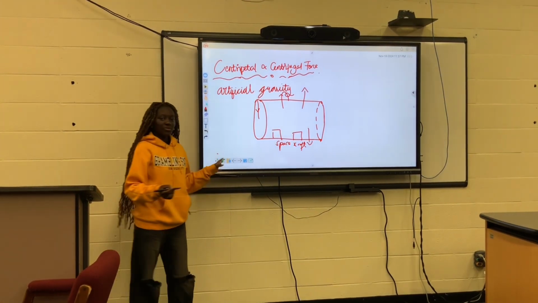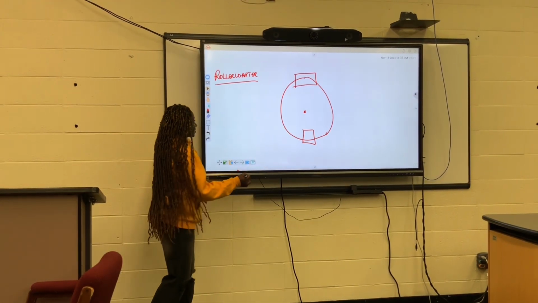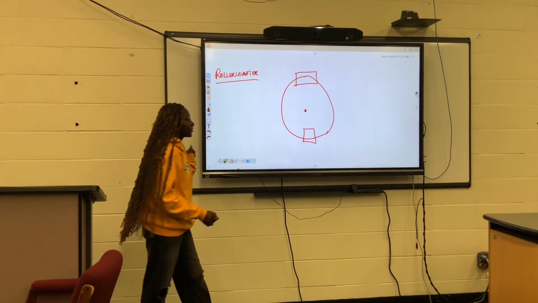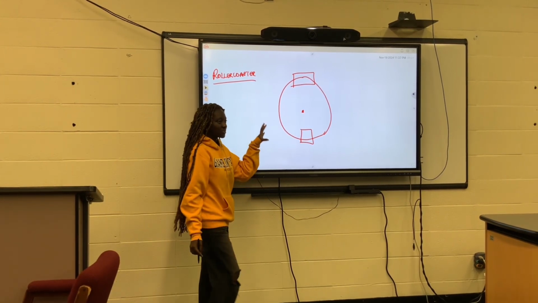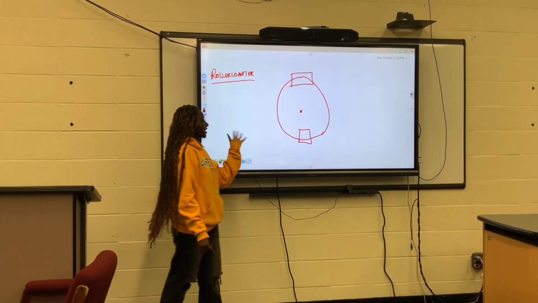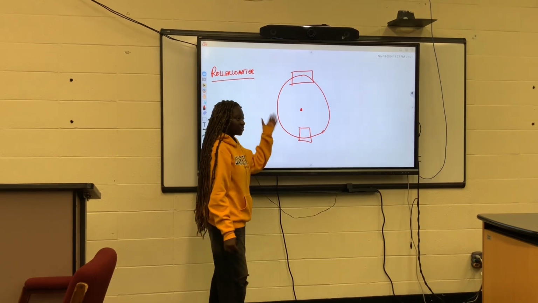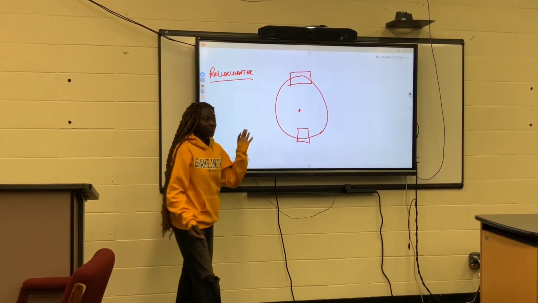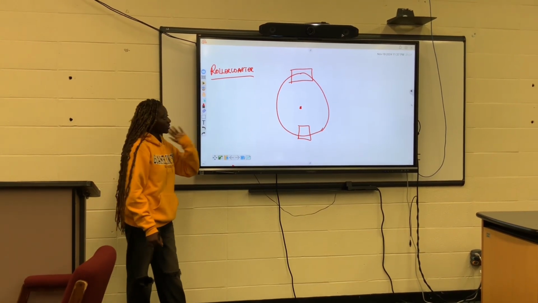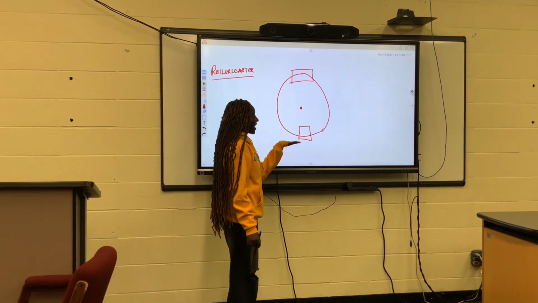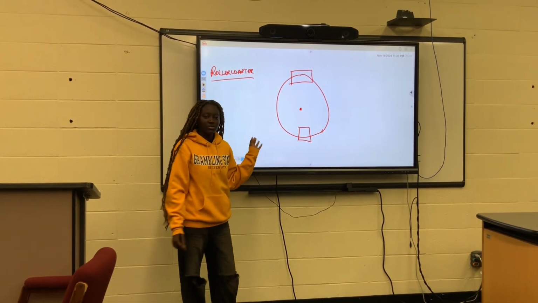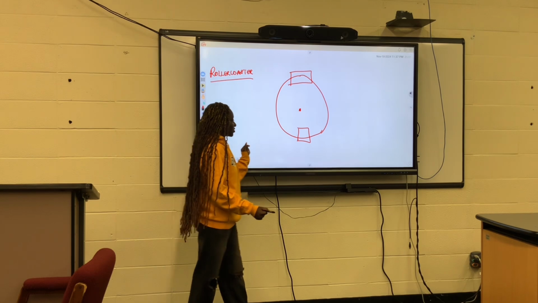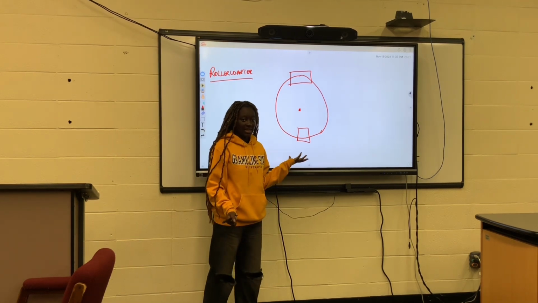Okay, so now we're moving on to the next thing, which is the roller coaster. For the roller coaster, we have two scenarios here: when you're at the bottom of the roller coaster, and when you're on top of the roller coaster. If you've ever been on a roller coaster, you'd notice that when you're at the bottom, you actually feel heavier than when you are on top of the roller coaster. Now this is because of the forces in play here.